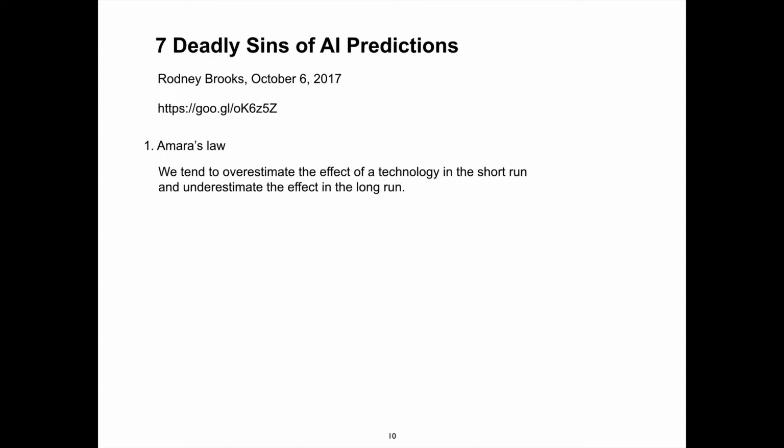So he has this paper. First one, Amara's law. We tend to overestimate the effect of technology in the short run. We're going to have self-driving cars by the end of the year, right? But we underestimate the effect it's going to have long term.